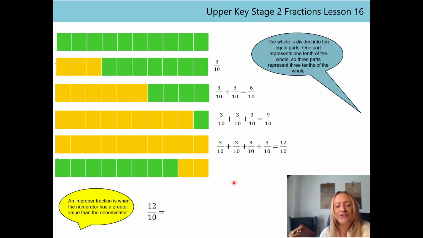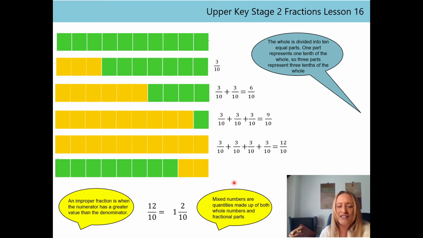Is there another way I can write that? So if I look at those wholes, I have 1 whole and 2 tenths. Really well done. And so this is described as a mixed number. Do you remember both those terms? Let's say it together. Mixed numbers are quantities made up of both whole numbers and fractional parts.